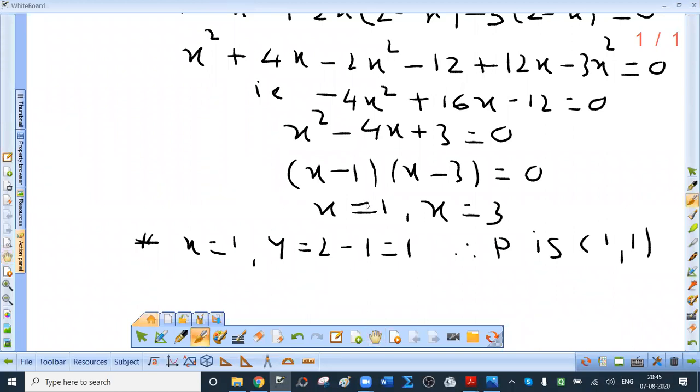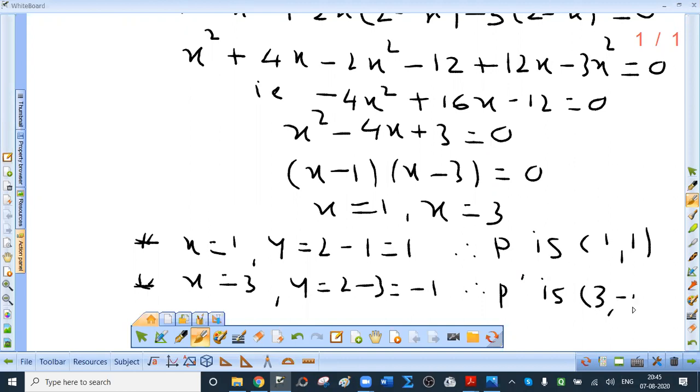Okay. Now, x equal to 3 gives y equal to 2 minus 3, that is minus 1. So what is p dash? It is nothing but 3, minus 1. Now check the options. Yes, normal is again meeting the curve at point 3, minus 1, which lies in fourth quadrant. So the correct option is D. Check this. Correct option is D.